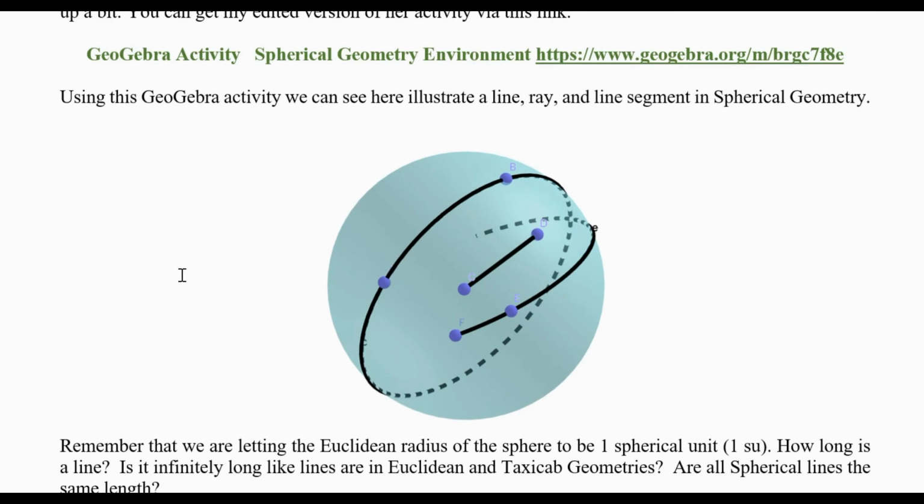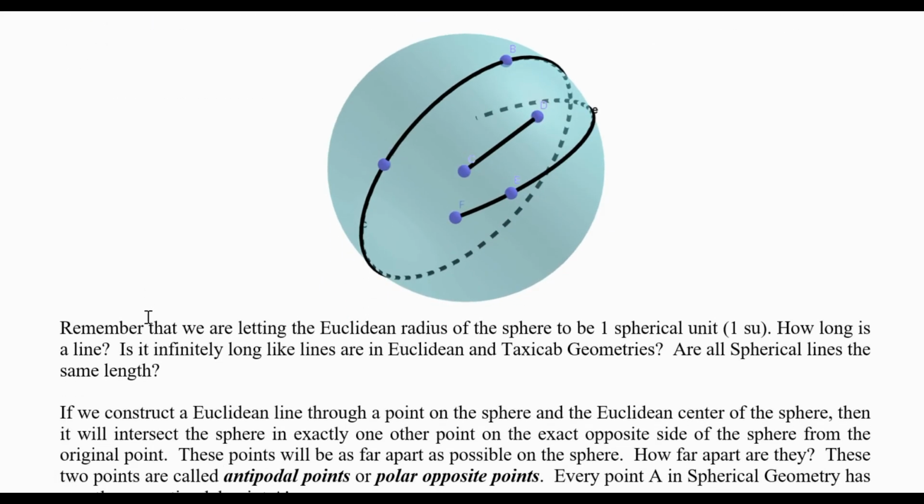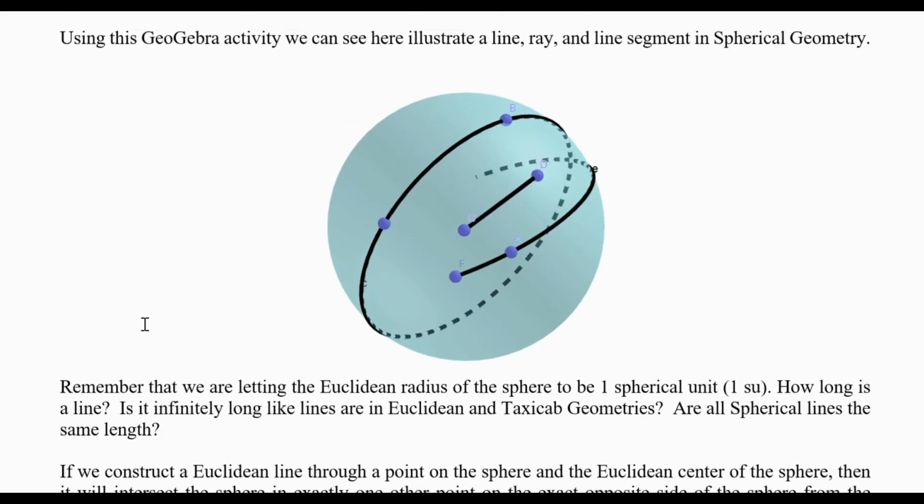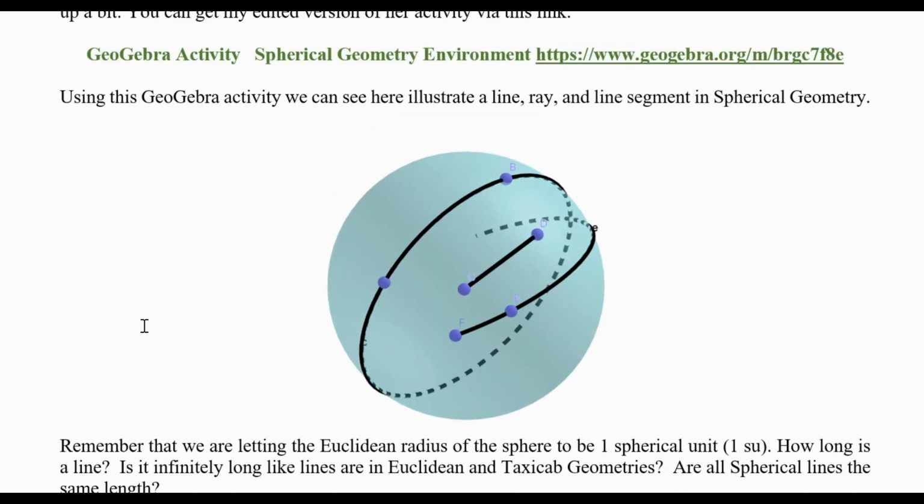So here are some more questions for you. Remember that we're letting the Euclidean radius of the sphere be one spherical unit. How long is a line? Is it infinitely long, like the lines are in Euclidean and taxicab geometry? Are all spherical lines the same length? Do they have a finite length or not? So that's an interesting question. Okay, so think about that a minute. Come back when you've thought that over a bit. Press pause now.